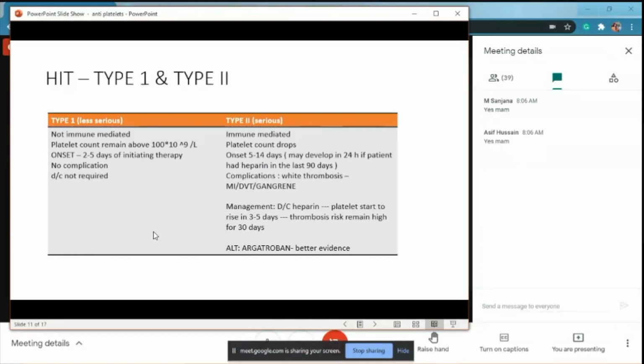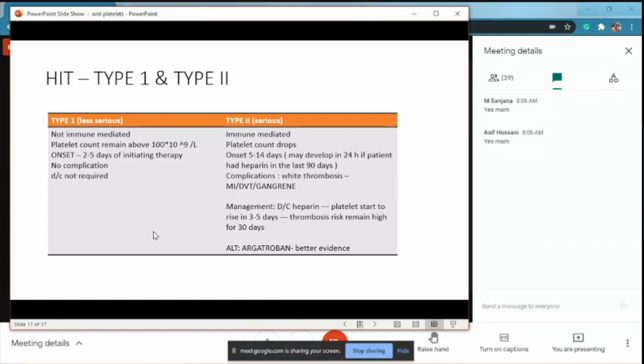And how do we manage type 1? We just have to let it go. We don't even have to discontinue the therapy. As long as the platelet count is okay, we don't have to worry much, and there is no complication. So we just let it go; usually discontinuation is not required.